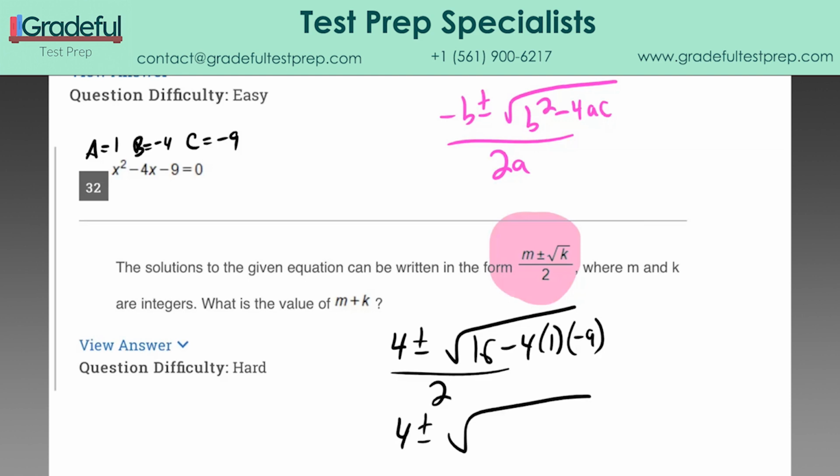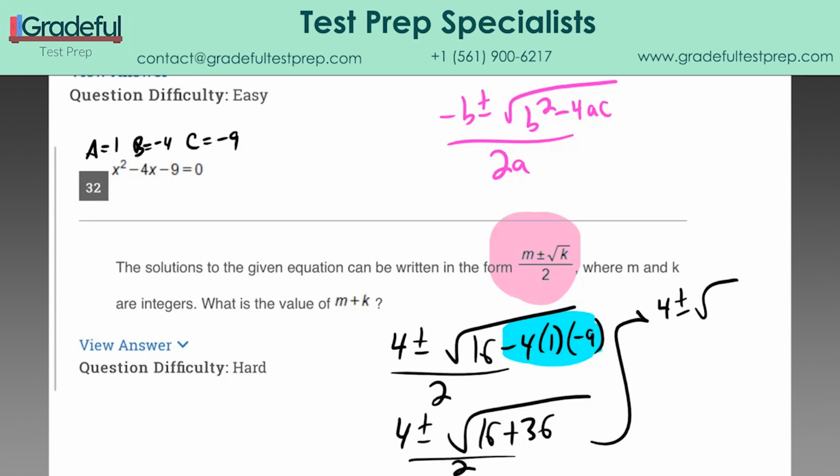So 4 plus or minus square root of 16 plus, because here we have a negative times a negative, plus 36, all over 2. So that'll give us 4 plus or minus square root of 52 over 2. And so we've got everything we need. We've got it exactly in that format. The instinct is to actually simplify that 52.